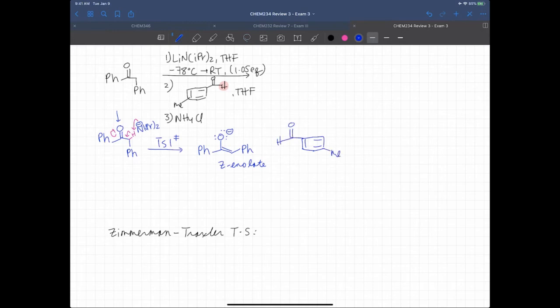I have a methyl right here. Okay, and then it's going to do its nucleophilic attack. Hit transition state 2. Okay, to give me this product here.